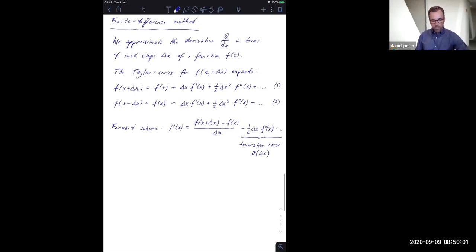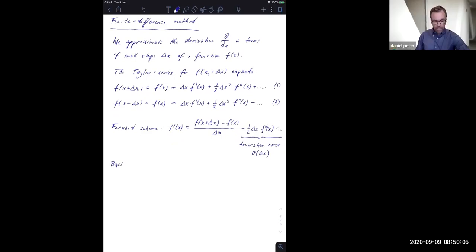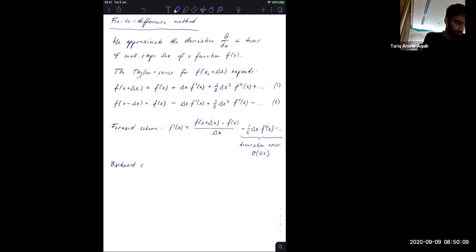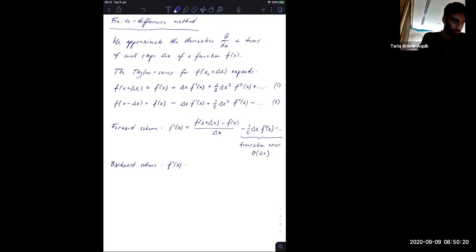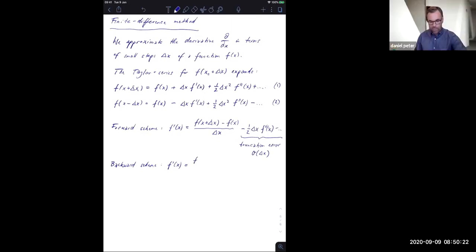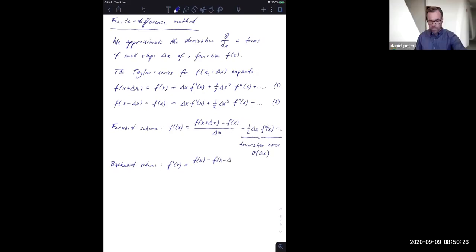Okay, let's do the same with the second equation, then it becomes the backward scheme. So again, we have an approximation for the derivative that we're looking at. And this time it is backward, so the step is x minus delta x over delta x.